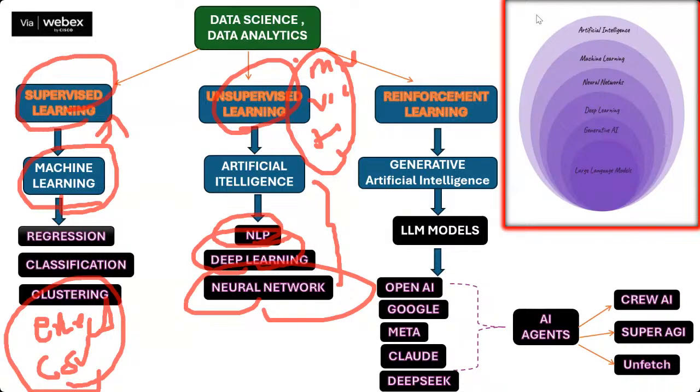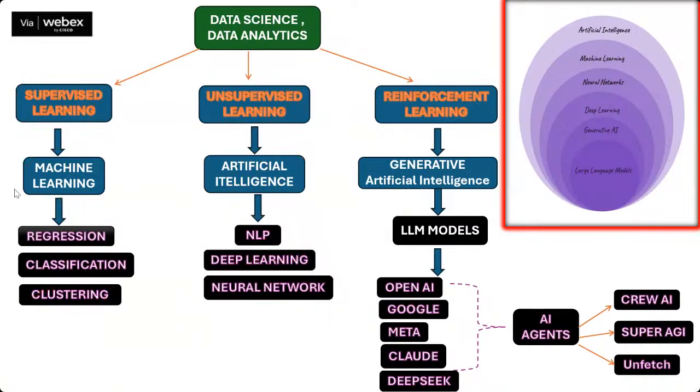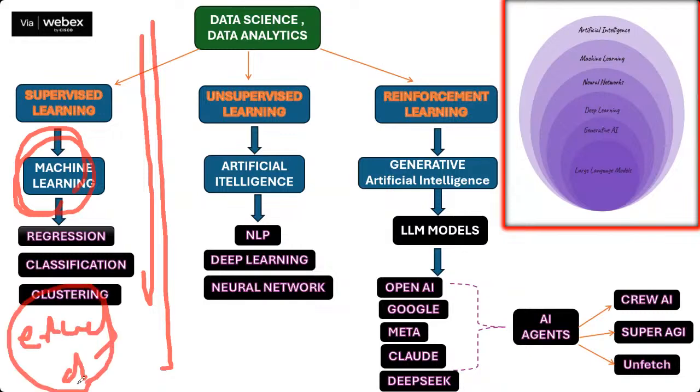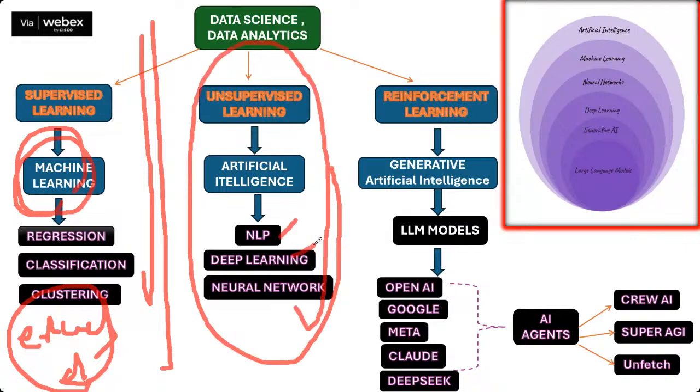So we build models where machine learning models are integrated with which data, guys? Excel data here. In this part, we build machine learning models where we integrate with Excel data or CSV data. Here we build NLP models, deep learning models, and neural network models, where the data is image, text, or video. This all comes under your AI part.